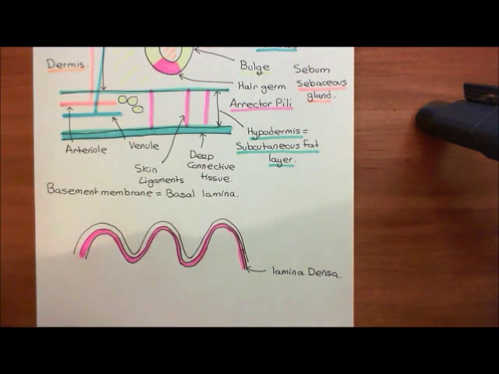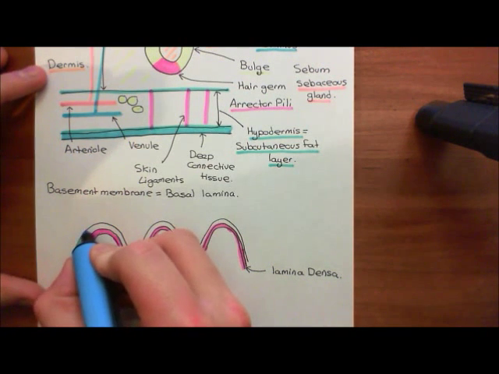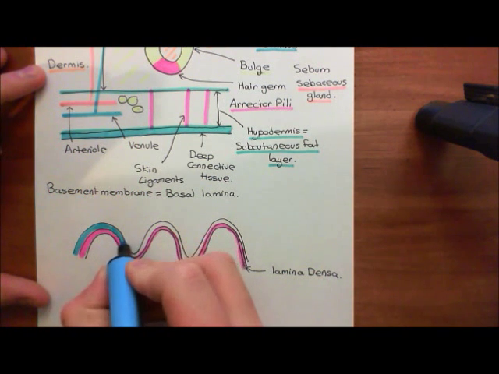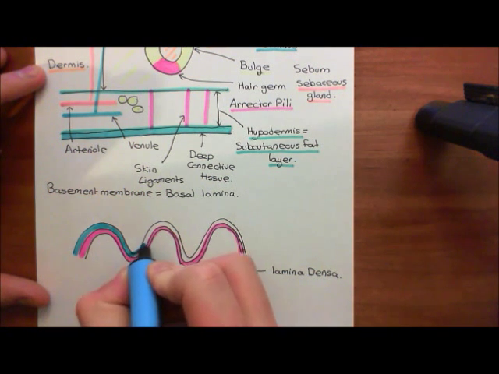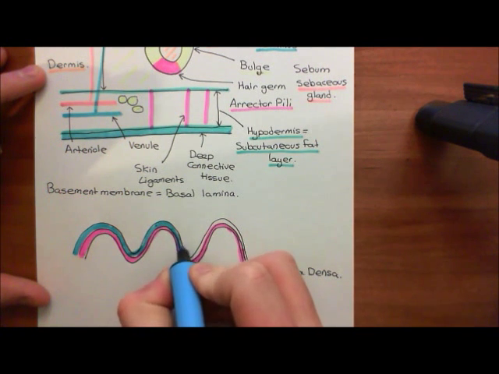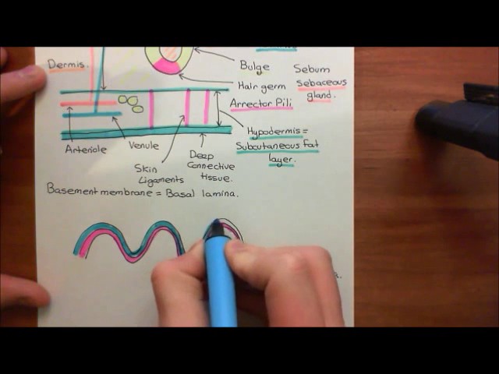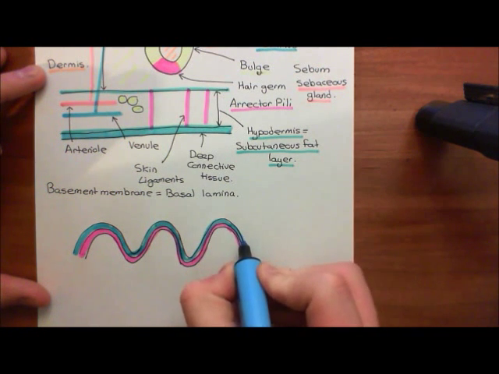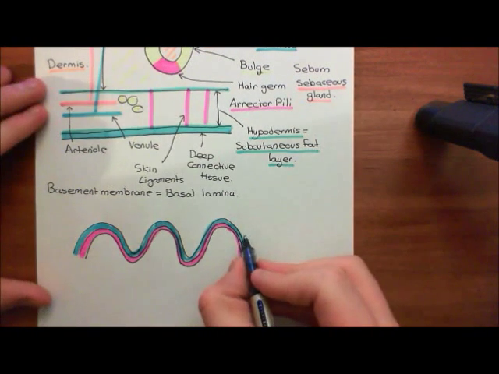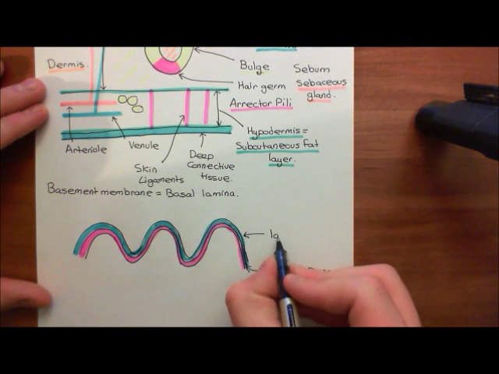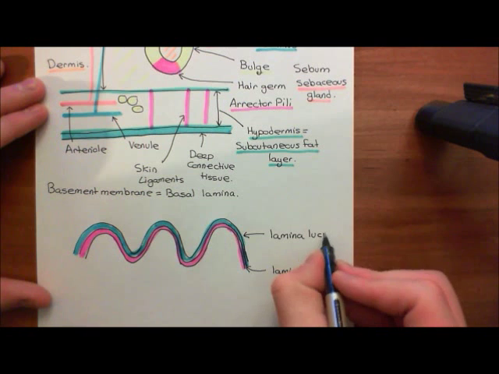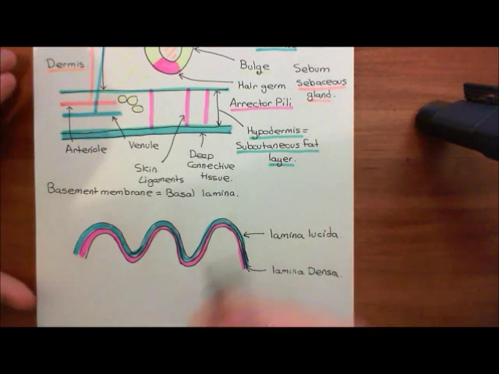Now let's colour in the other layer, which is the one that's facing the actual bottommost cells of the epidermis itself. This layer I'm now colouring in blue, and this layer is called the lamina lucida, which contrasts it with the lamina densa. This layer is much less dark when you look at it down the electron microscope. So in blue here, this is the lamina lucida.